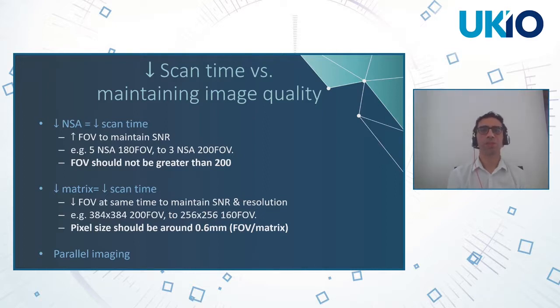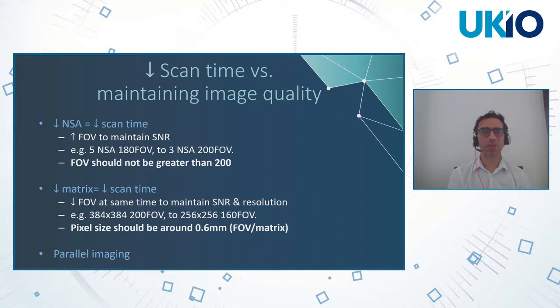So how do we reduce scan time but maintain image quality? Well, if we reduce the NSA, we reduce the scan time, but that also reduces our signal-to-noise ratio. We could increase the field of view to increase the SNR to counteract this. However, increasing the field of view would decrease the spatial resolution. So to avoid too large a loss in spatial resolution, I wouldn't recommend increasing the field of view to more than 200.